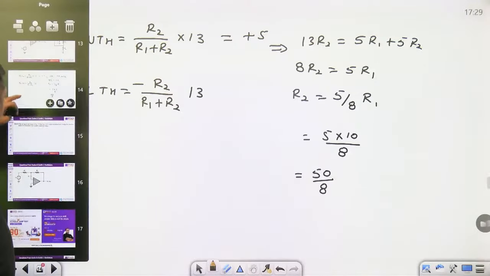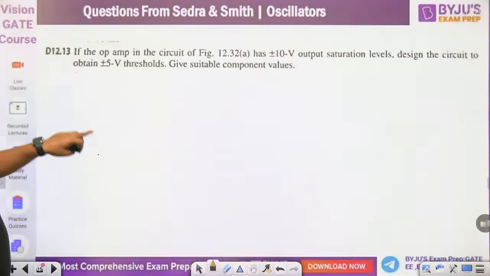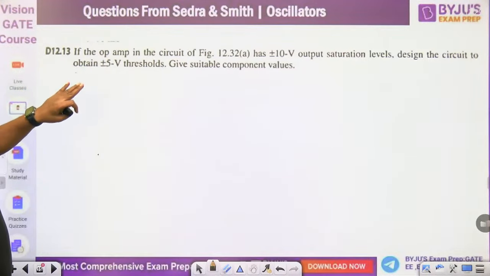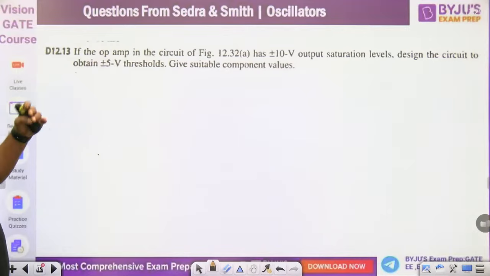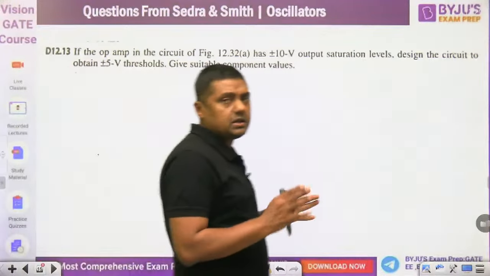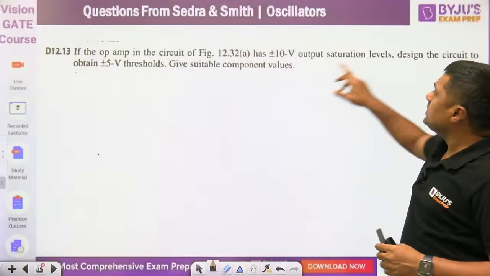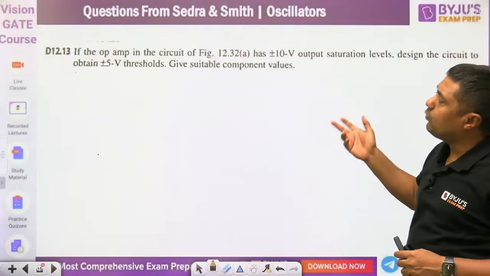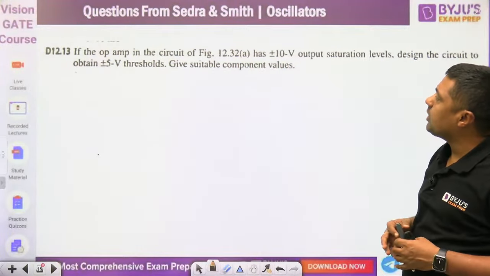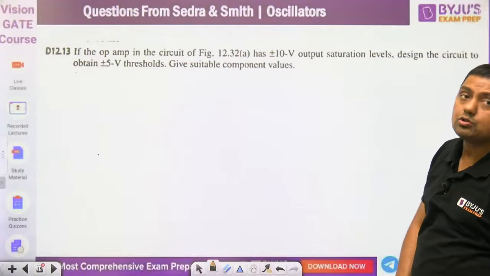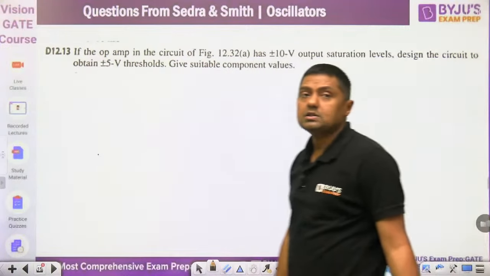Now second one, watch this. If the operational amplifier in the circuit has plus minus 10 volt output saturation level, this time plus V sat and minus V sat is plus minus 10 volt. Then what is given? Design the circuit to obtain plus minus 5 volt threshold. Again the same. Give suitable component values. This time R1 and R2 are not given. It's up to you, you can design the circuit.